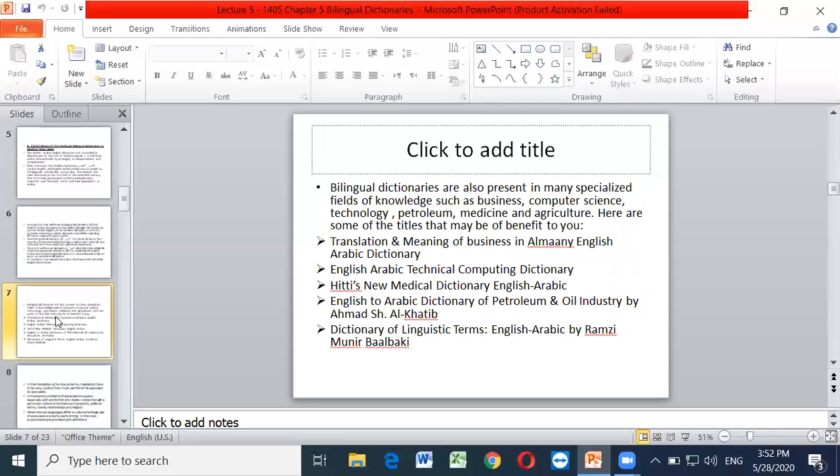Translation and meaning of business in Almani English Arabic Dictionary. English Arabic Technical Computing Dictionary. Hitti's New Medical Dictionary, English Arabic. English to Arabic Dictionary of Petroleum and Oil Industry by Ahmad El-Khatib. Dictionary of Linguistic Terms, English Arabic by Ramzi Munir Balabak.